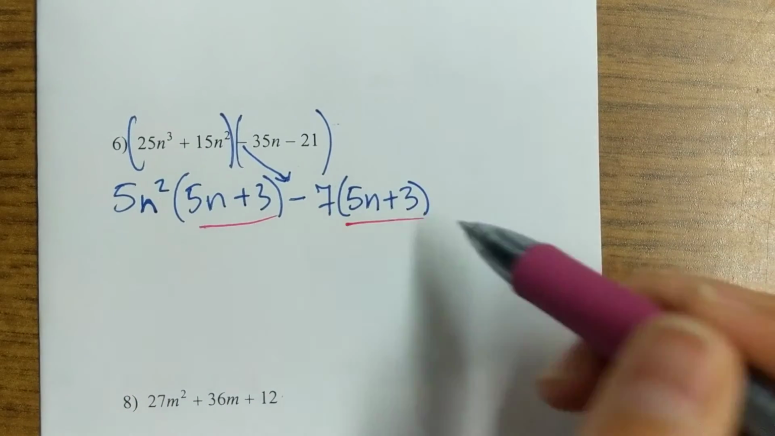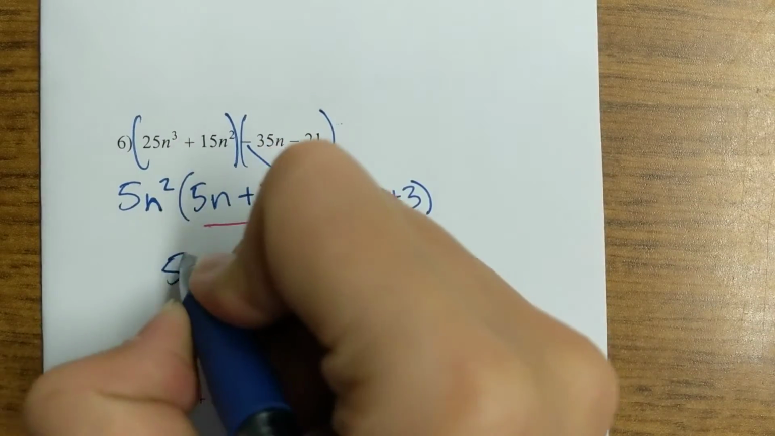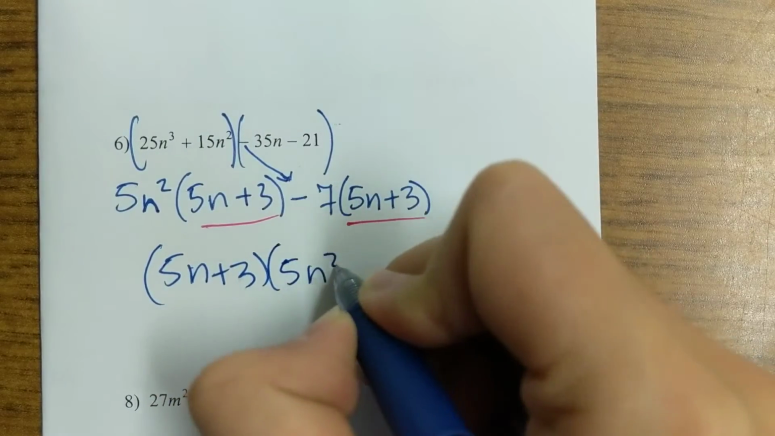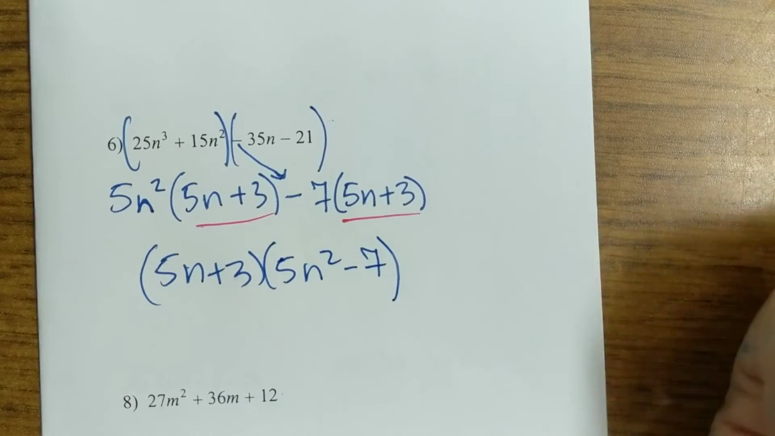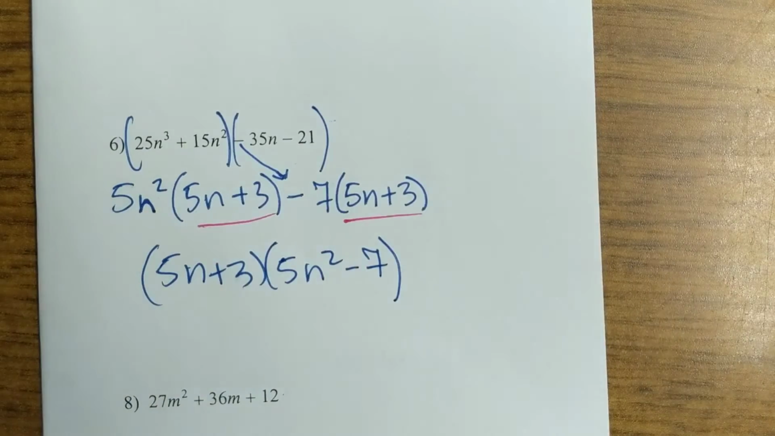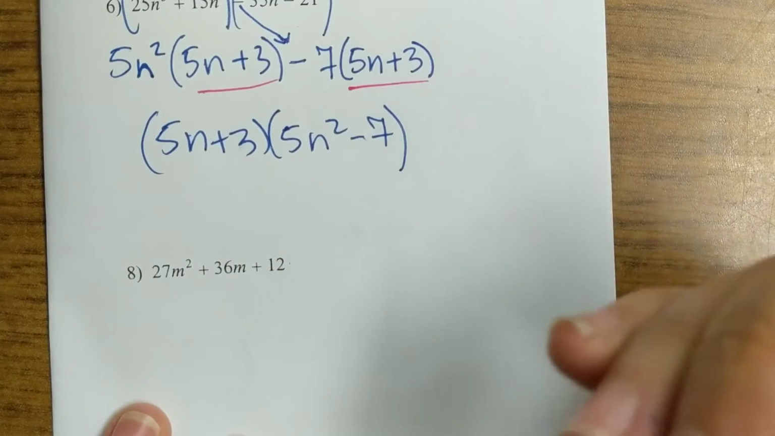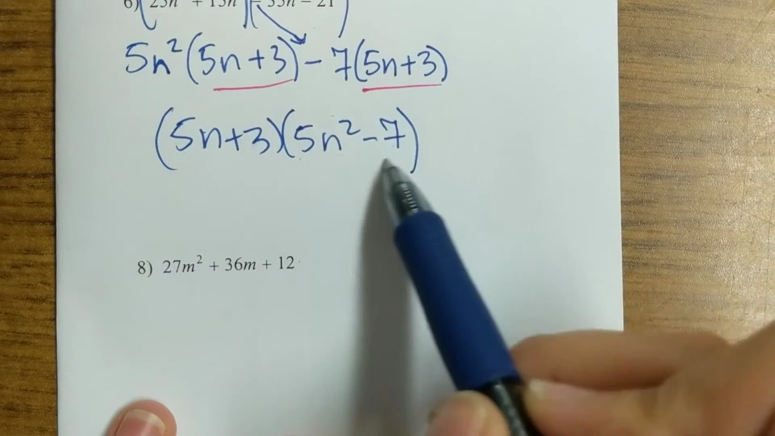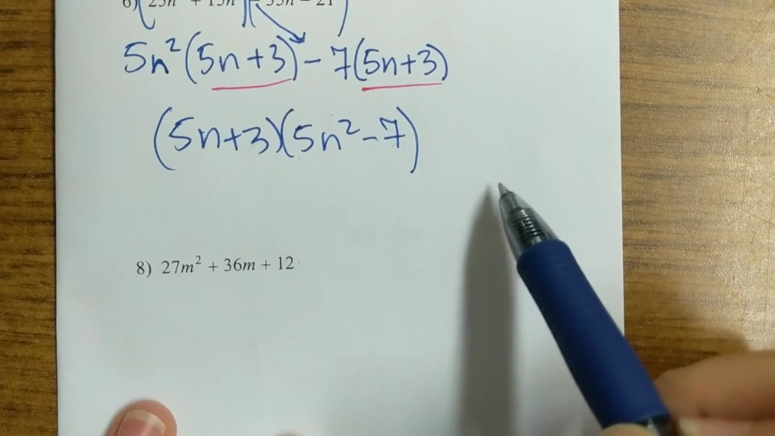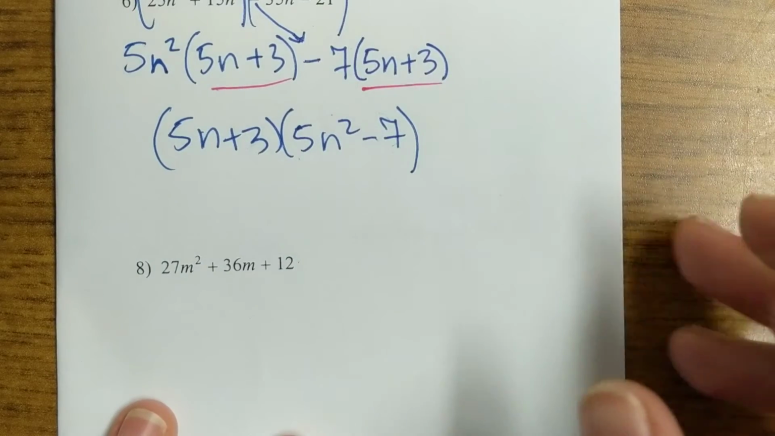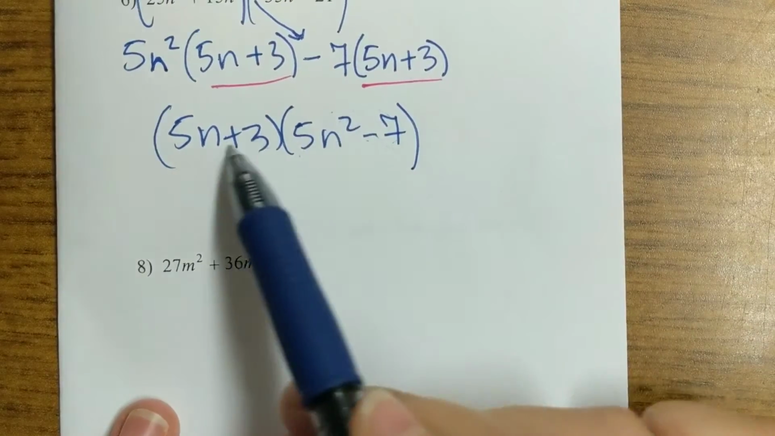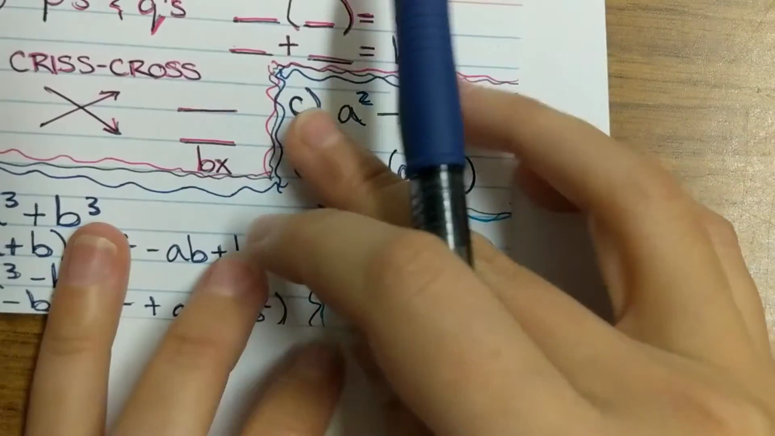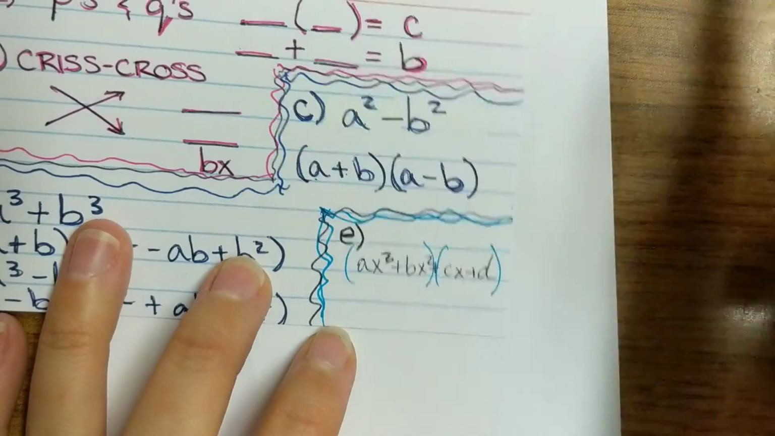Again, common factor. Sweet. 5n plus 3, parentheses, 5n squared minus 7. If they're not the same, then you can't go further than that. But always check for perfect squares, because oftentimes you'll get a perfect squares thing out of this, and then you'll stop, and you'll get marked off if you don't complete that. So if one of these is perfect squares, you have to go one more step and do the a plus b, a minus b.